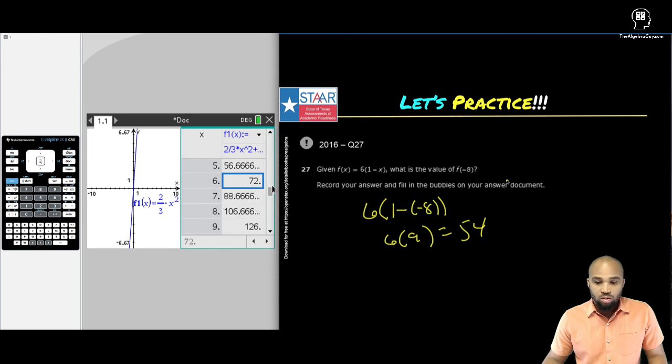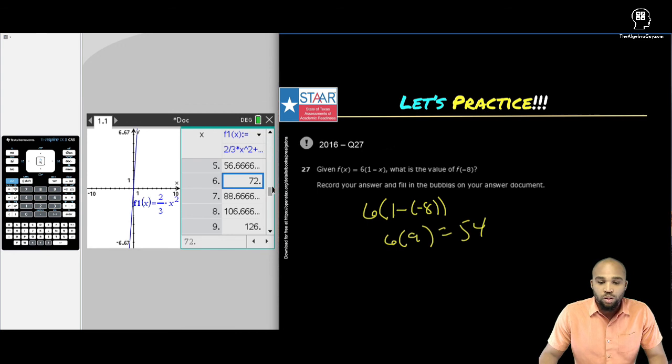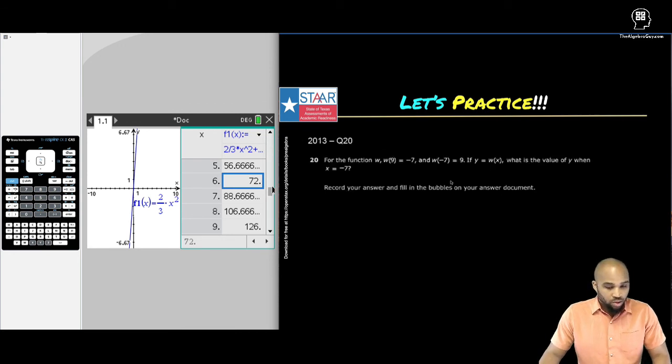All right, let's go to our next problem. So make sure you put 54 in the answer document correctly. You don't want to miss that. Actually, you could check this with your calculator. I'm not going to. It just seems pretty straightforward, but you could check it if you wanted to do that.